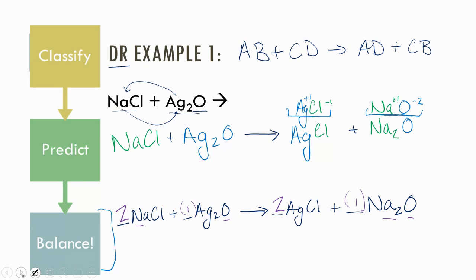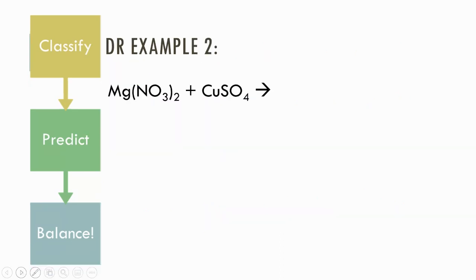Let's do another one. All right, so again, we're classifying it as double replacement, giving you that context. Great. Now I need to figure out what the new products are. The metals here are magnesium and copper. I like to think about them switching places. But again, they can't just swap. They have to swap properly by writing the new compounds.